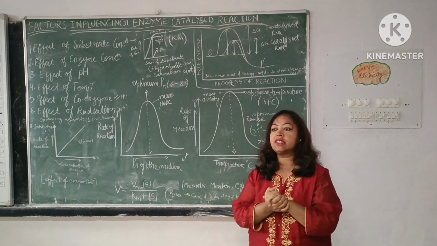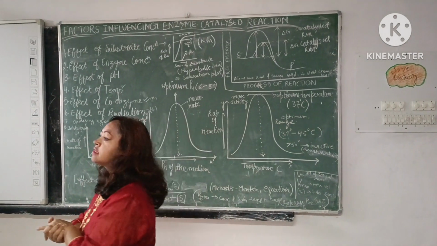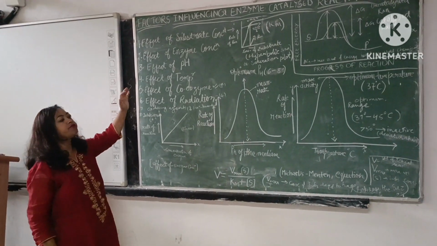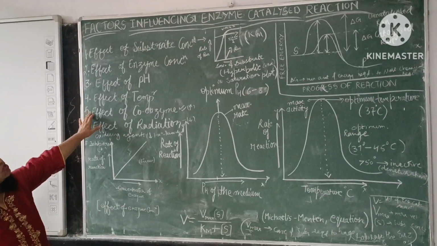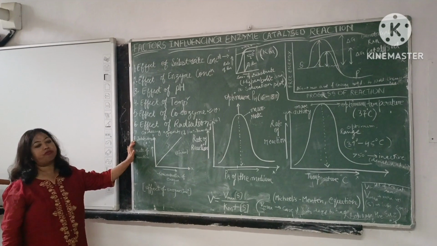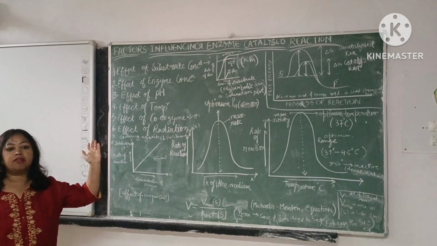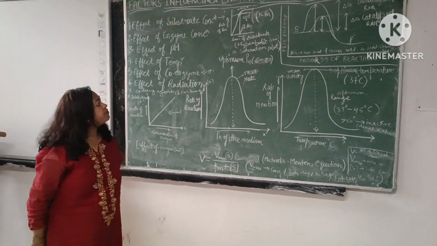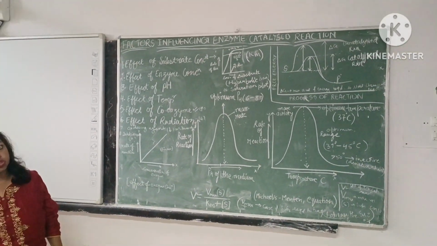Today we will study the factors influencing the enzyme catalyzed reaction. This is a very important question for your final exams. So you should know all the factors point by point, the factors which affect the enzyme catalyzed reaction. We have 8 factors which affect the enzyme catalyzed reaction. We will see each and every factor one by one along with their diagrams. So the first factor is the effect of substrate concentration.